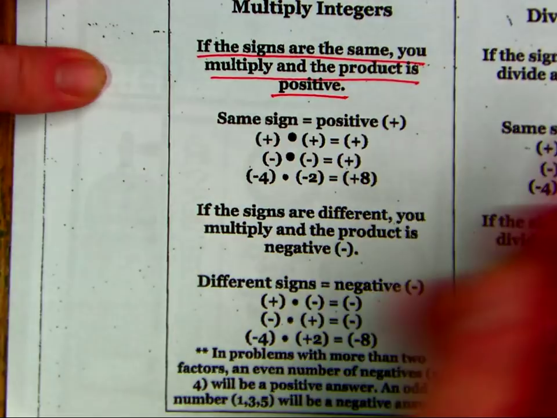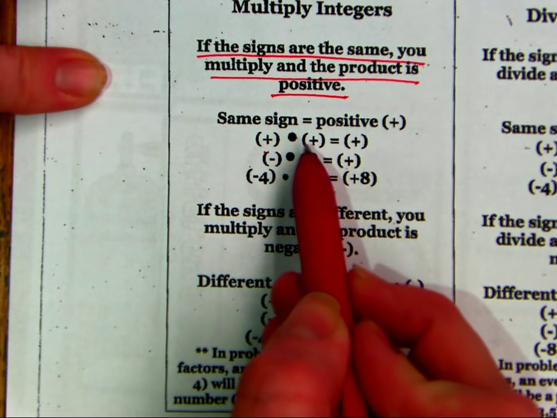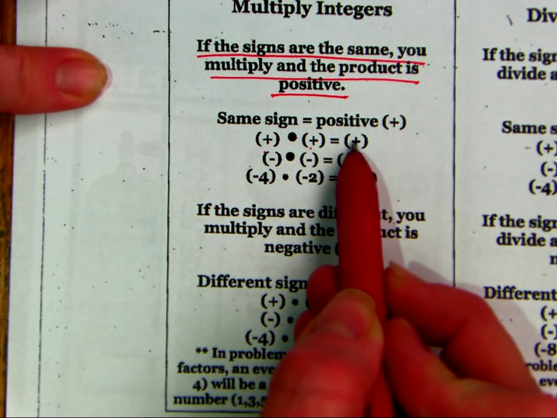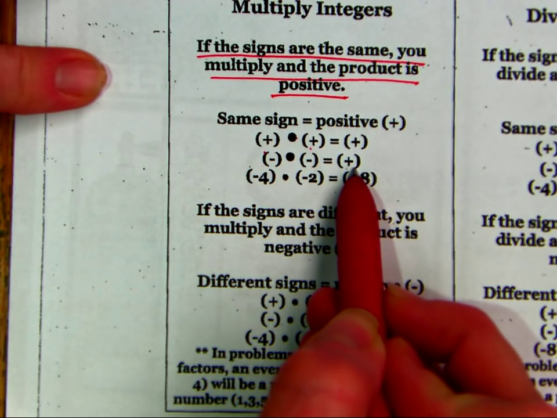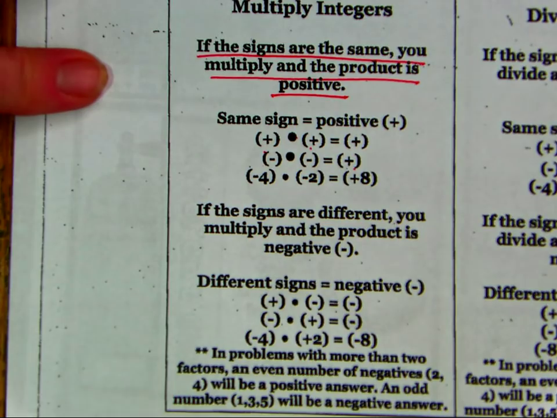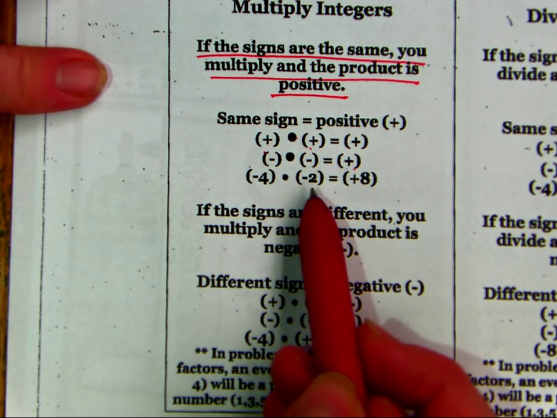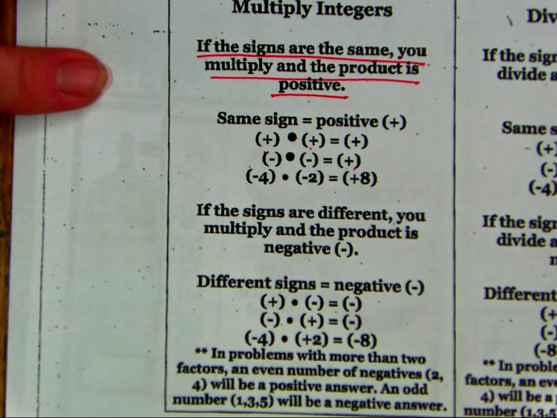So, a positive times a positive equals a positive, and a negative times a negative equals a positive. It always equals a positive if they're the same. Okay? So negative 4 times negative 2, you want to think that's going to be negative 8, but it's not. It will be positive 8. It ends up canceling itself and becoming a positive.